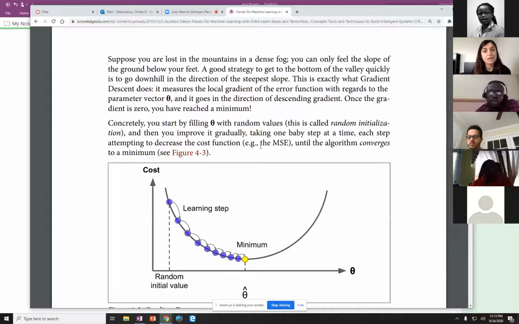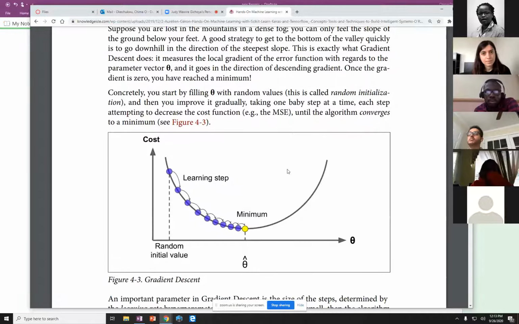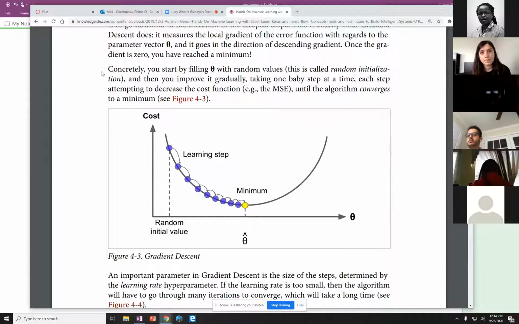But that's a very good example. I believe that was a very, very good example. It was a nice one.